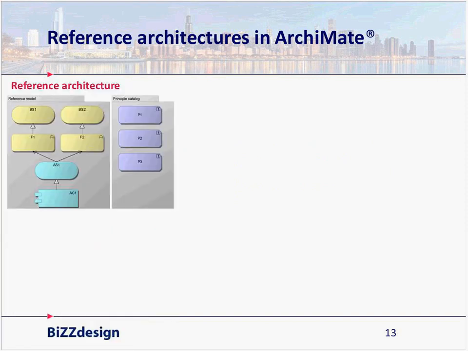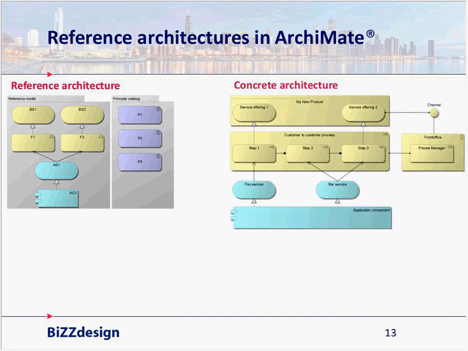Let's say I have a reference architecture modeled, consisting of business services, two functions, and a bit of supporting application stuff. Also, here you see that we've defined three generic principles. An organization that reuses this model may indeed implement the two services, define processes that maybe use some of the functions, and also do something with the application stuff that we've defined.